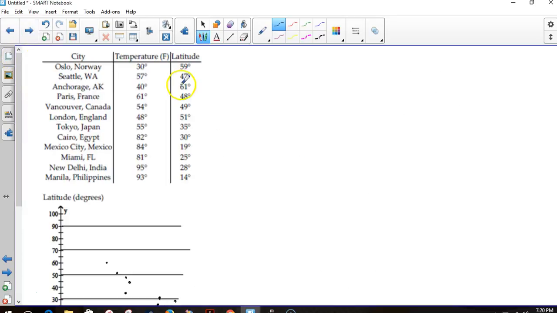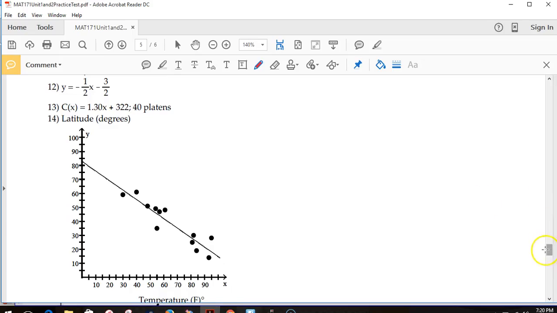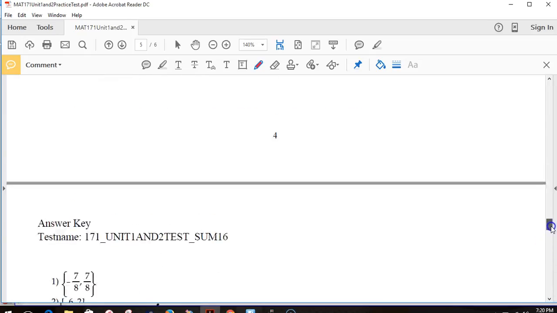Number 14, I kind of prepped the calculator and also the scatter plot a little bit. You're given 12 different temperatures and latitudes, and you want to make a scatter plot. And then you want to talk about a line of best fit. When we're done, our line of best fit and our scatter plot will look something like this. I'll show you how to do this by hand and also with the aid of your calculator.